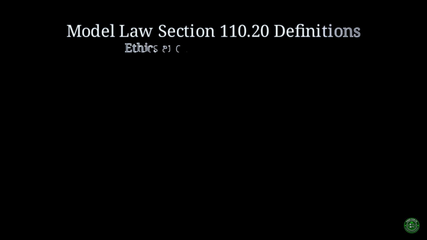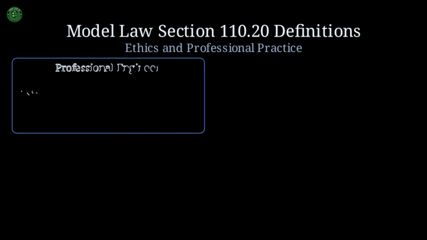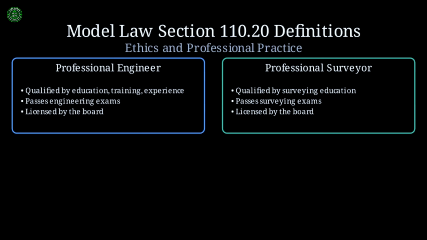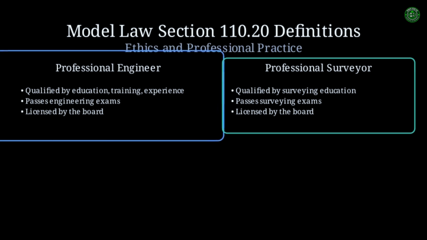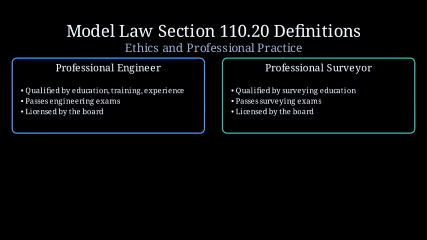In this video, we will carefully study Model Law, Section 110.20 definitions for ethics and professional practice. We'll go slowly and make sure each term makes sense. First, the law defines two main license types: the professional engineer and the professional surveyor. A professional engineer is qualified through education, training, experience, and exams, and must be licensed by the board. A professional surveyor is similar, but focused on surveying education, surveying exams, and surveying data.